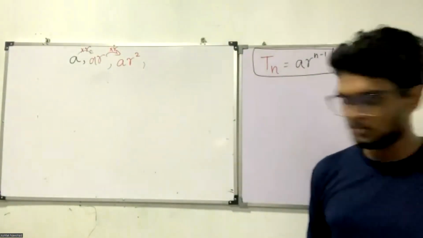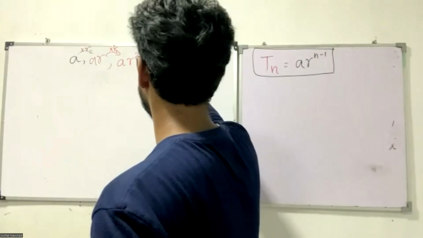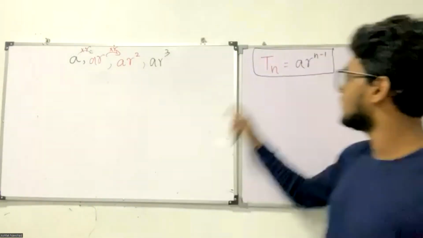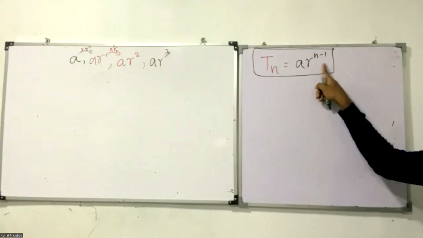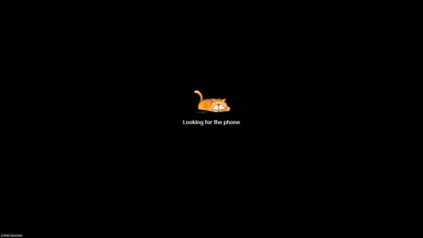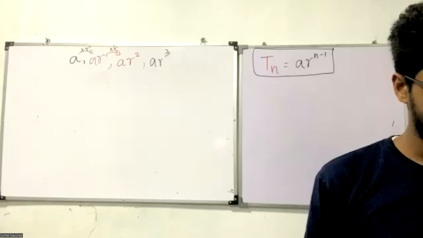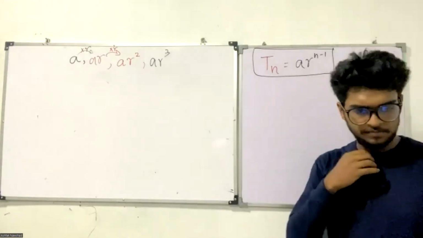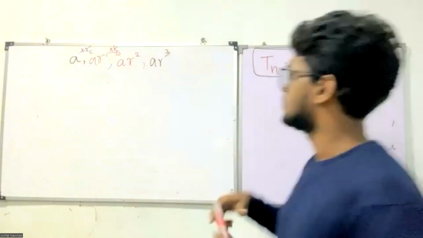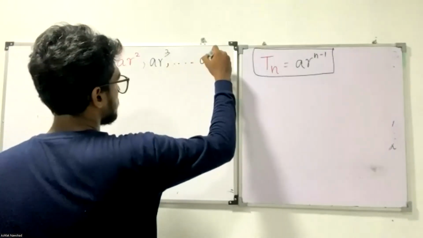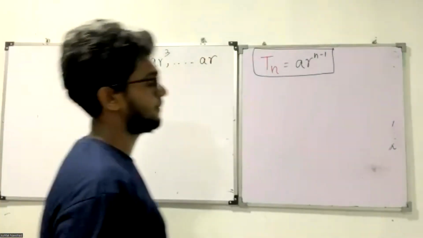So the next one definitely must be AR cubed. So AR cubed. Likewise, what would be the nth term? Let me know.